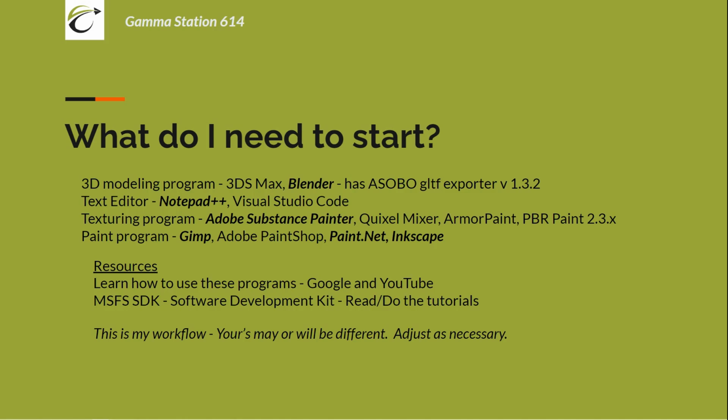You want to make it nice looking, realistic looking inside the sim. So you can use Adobe Substance Painter, Quixel Mixer, Armor Paint, or PBR Paint 2.3. And you may also want a paint program so you can manipulate some of those textures. And you can use GIMP, Adobe Paint Shop, Paint.net, and if you want to get into SVG graphics, you can use Inkscape.